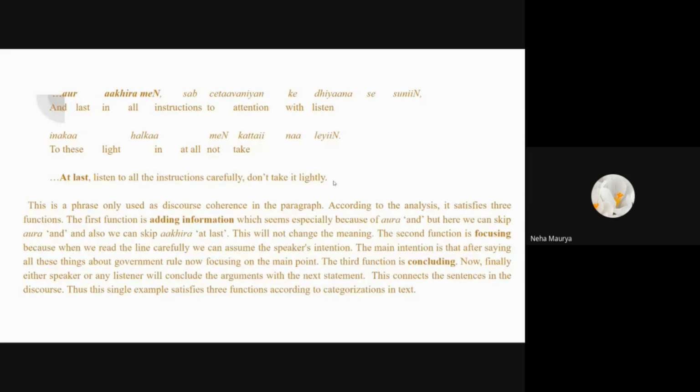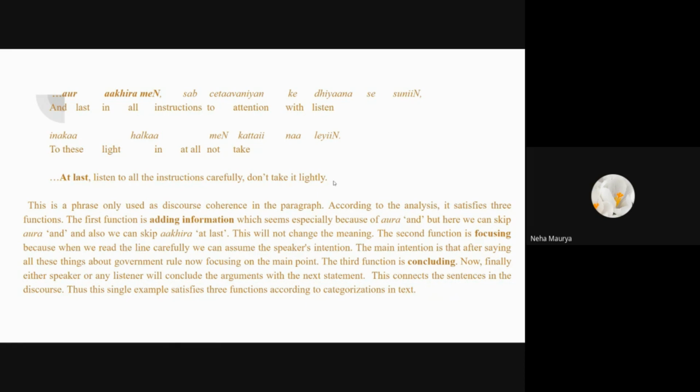"Aur aakhir mein sab chetavniyan ke dhyan se suni, inka halka mein katai na lein." So, at last listen to all the instructions carefully, don't take it lightly. This particular phrase "aur aakhir mein" is used as discourse coherence in this line. According to the analysis, it satisfies three functions. The first function is adding information, because of this particular word "aur", which shows they are adding some more relevant information in this conversation.